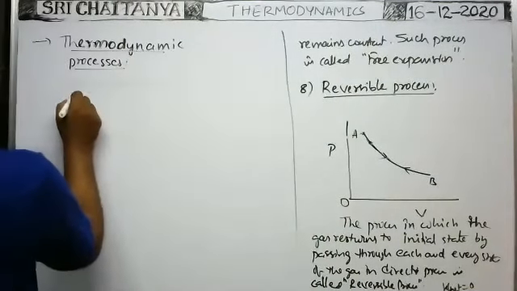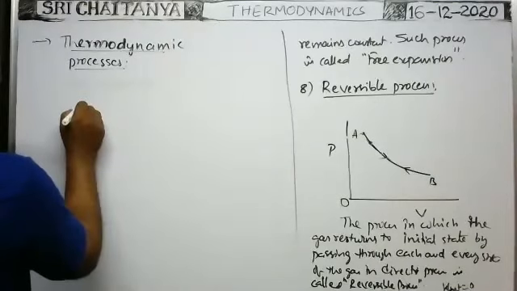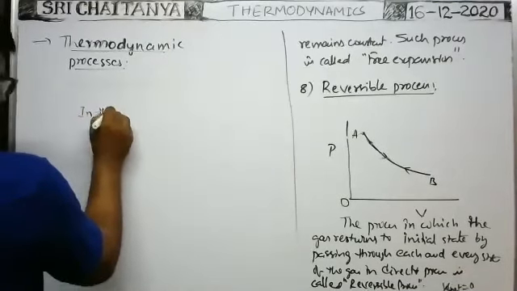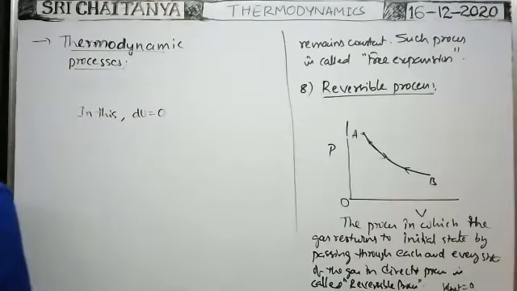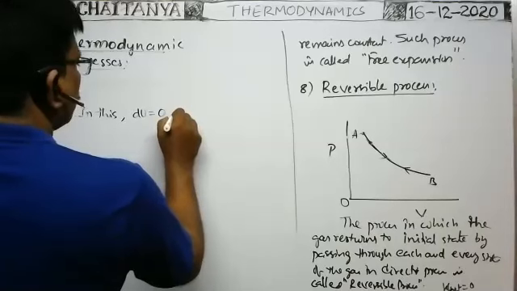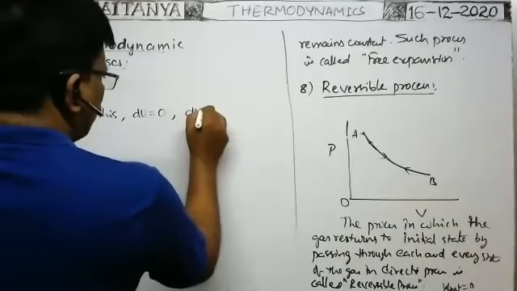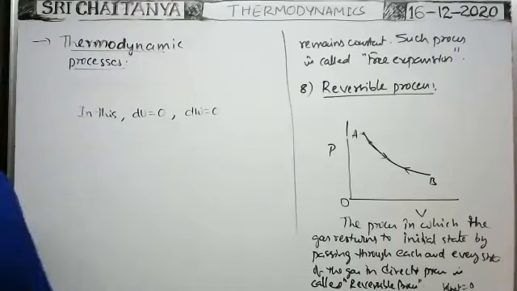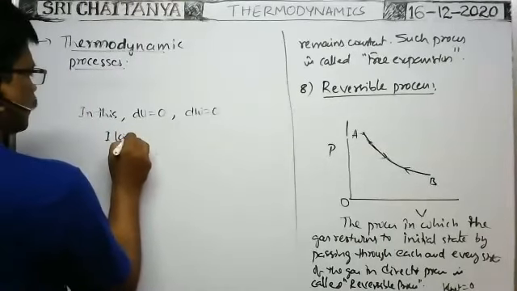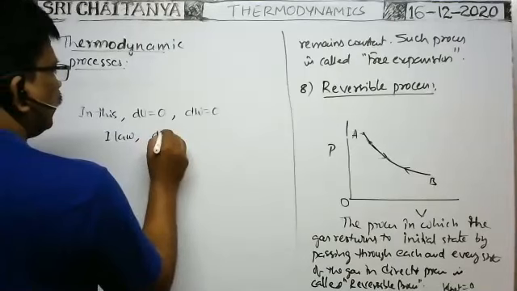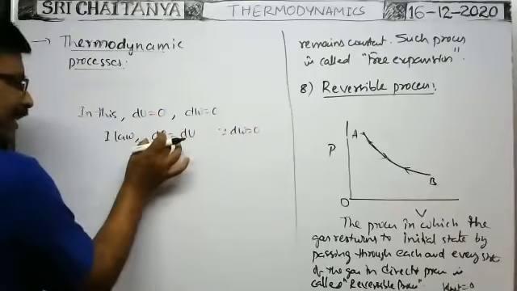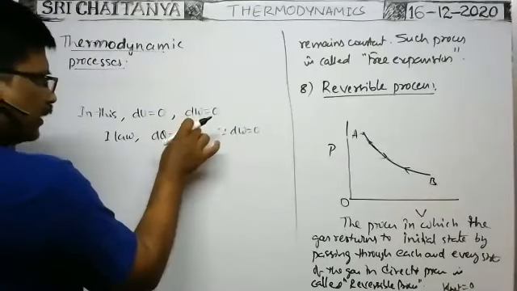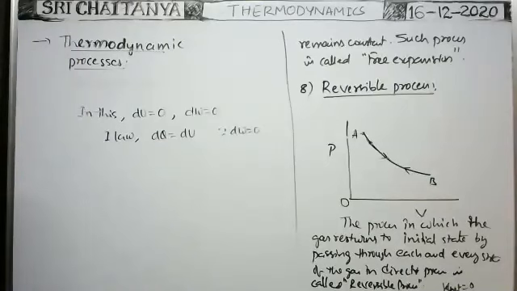So in this reversible process, the change in internal energy is zero. That is the first point. Next, net work done is zero. Net work done is equal to zero. First law of thermodynamics in this process: dQ is equal to dU, since dW is equal to zero. Suppose you supply any heat energy, that is utilized to increase the internal energy only. No work is done in this process.